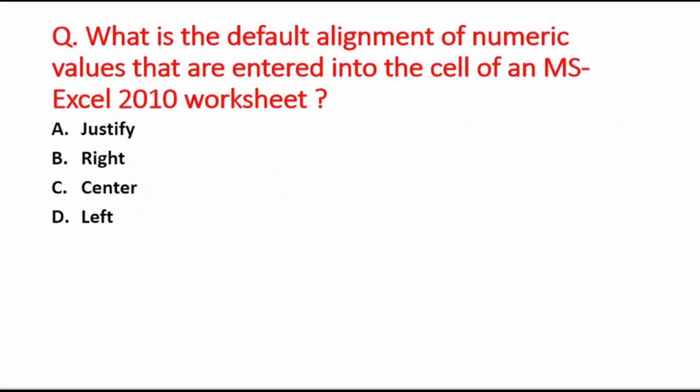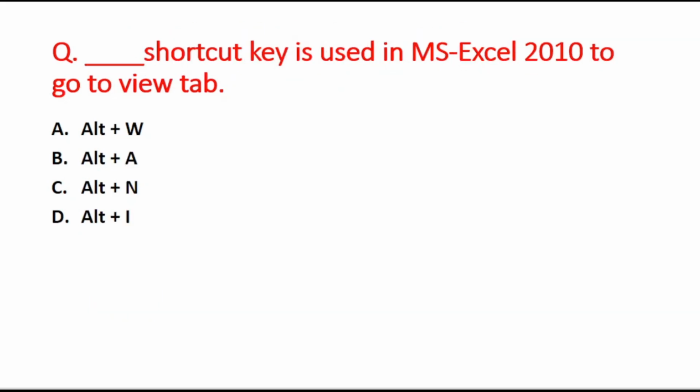Next is, what is the default alignment of numeric values that are entered into a cell of an MS Excel 2010 worksheet? A option is justify, B option is right, C option is center, D option is left. So the right answer is option B, that is right. The default alignment of numeric values in a cell is right, and of text is left. Okay.